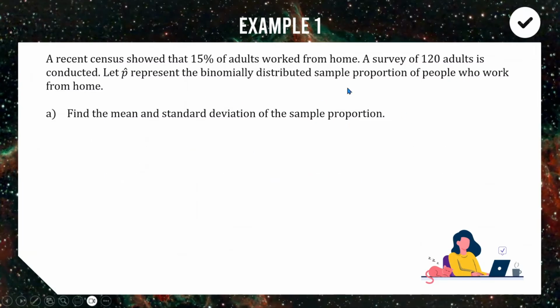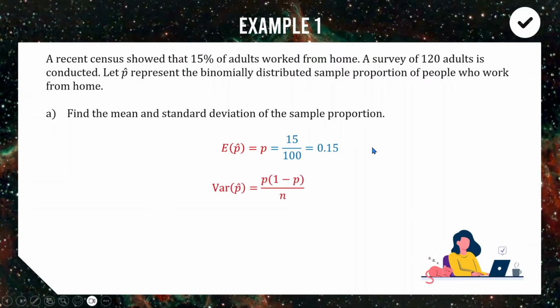So starting off, we're going to say that our probability of success for working from home is 15%, because it says 15% of people work from home. Our sample size is 120. So starting off with our expected value, which is just p, which is just 15%, or you can write 0.15 if you prefer. Write a fraction, I don't care, do whatever you want.